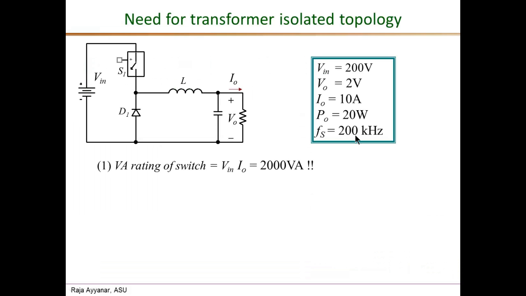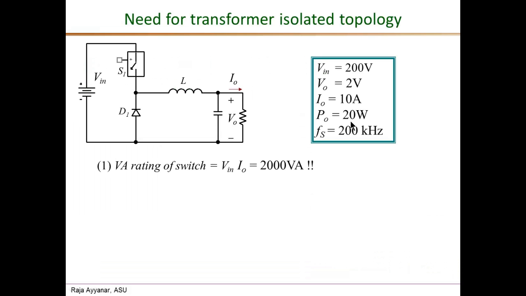The first disadvantage is the total VA rating, which is the product of the peak current and the peak voltage of the switch, the MOSFET. And for a buck, the voltage rating is 200 volts input voltage, load current 10 amperes. That comes out to be 2000 VA just for a 20 watts converter.